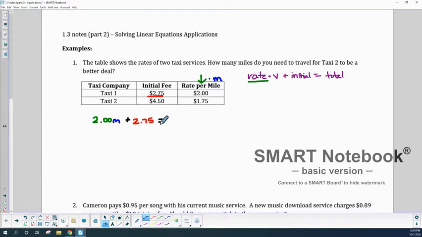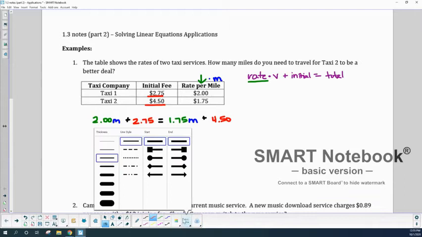What we want to do is figure out when taxi 2 will be the same or taxi 2 will be a better deal. So we're going to set these two equations equal to each other. So here's my taxi 1 equation, and now I'm going to make the same equation for taxi 2. Okay, so I'm going to look again. I'm going to look for my rate. So my rate for taxi 2 is $1.75, and that's per mile. So we do times m. So we're using the same variable because we're talking about miles here. And then plus our initial flat fee or our initial fee, which is the $4.50. So plus 4.50.